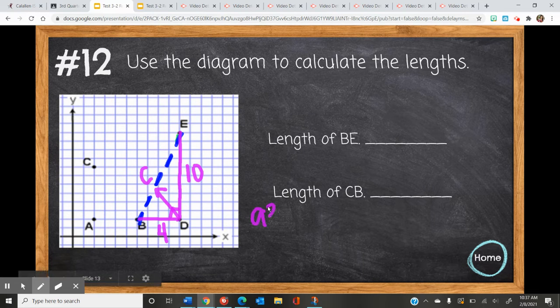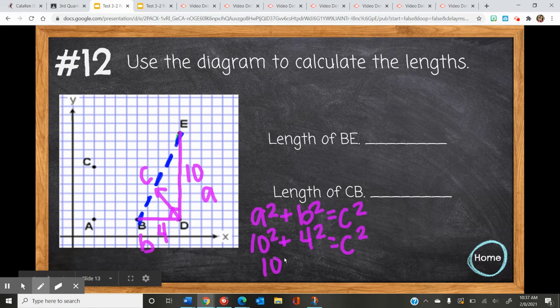So here we start off with a squared plus b squared equals c squared. Now, we're trying to find our c, so I'm going to copy down c squared. Now, a and b can be interchangeable, but as I've mentioned before, I like to use my height as a for altitude and my base as b. So all I have to do now is substitute my numbers in. So for a, we have 10 squared plus b squared, which is 4 squared.